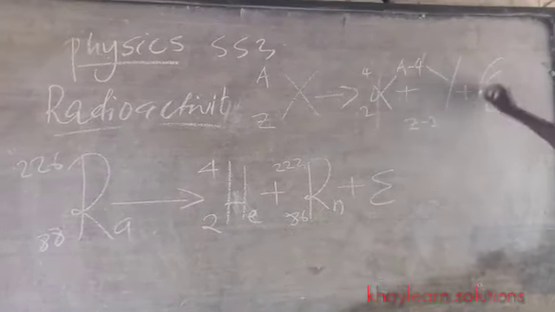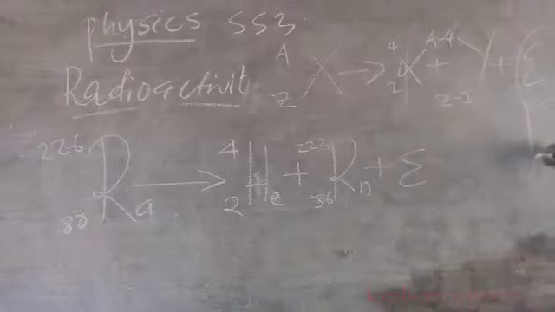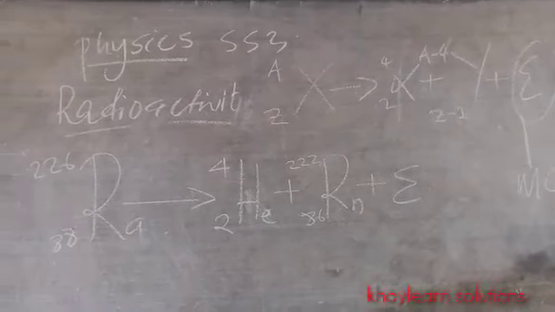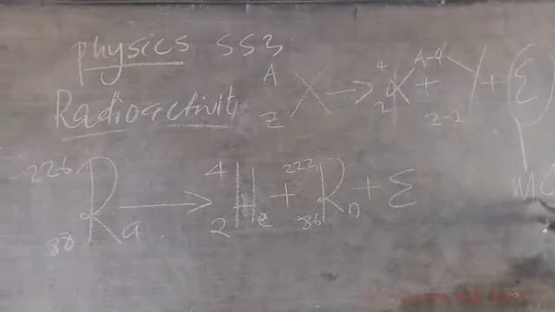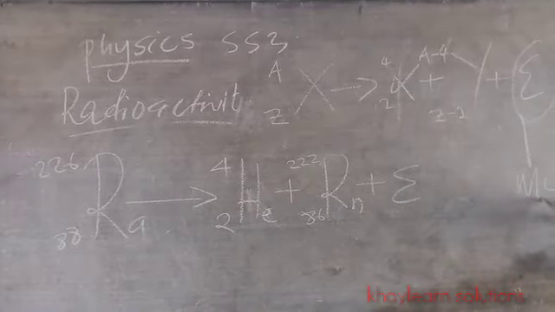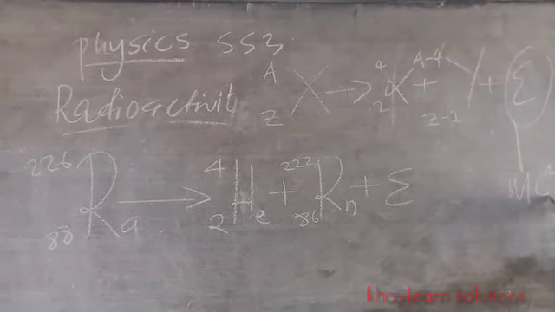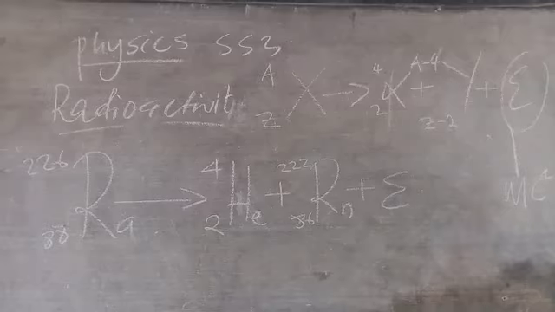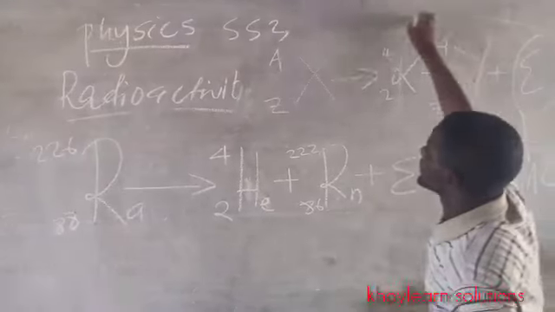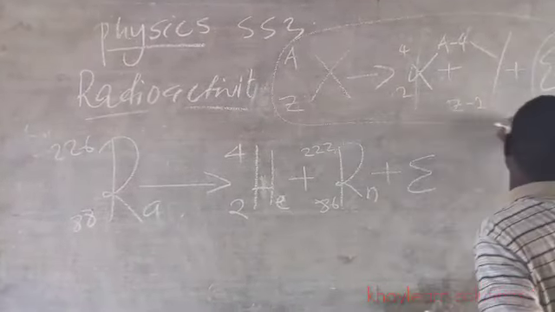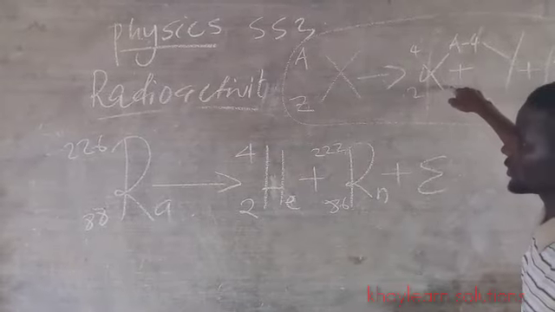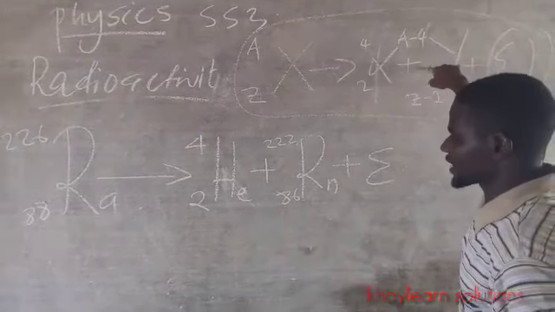And do you know this energy has the formula mc squared? This energy is emitted in the form of mc squared, mass times the speed of light squared. So that's it. This is the natural transformation, which is called an alpha transformation. This is natural alpha transformation.